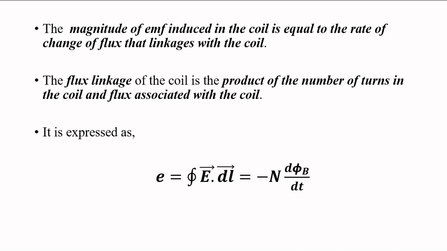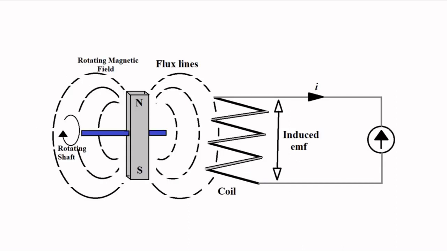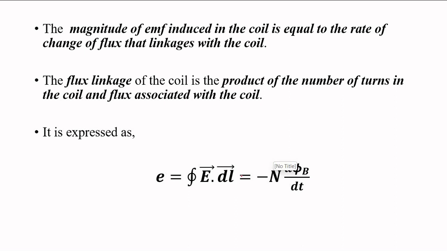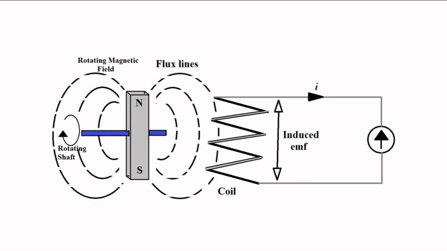and the minus sign is there because the direction of the induced EMF will be in such a way that it will oppose the changing magnetic flux. It will oppose the very cause that produces it. That will be the direction of the induced EMF, and this is given by Lenz's law. Lenz's law just puts the negative sign. The magnitude is simply n d phi b by dt. This is Faraday's law of electromagnetic induction.